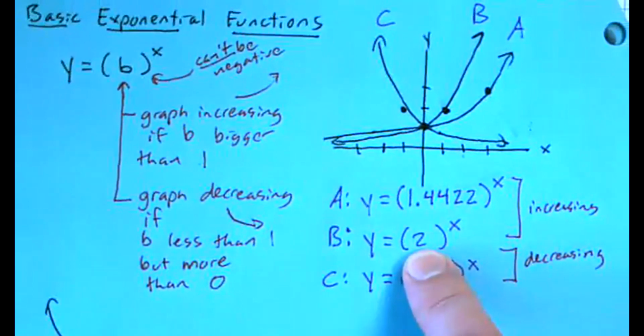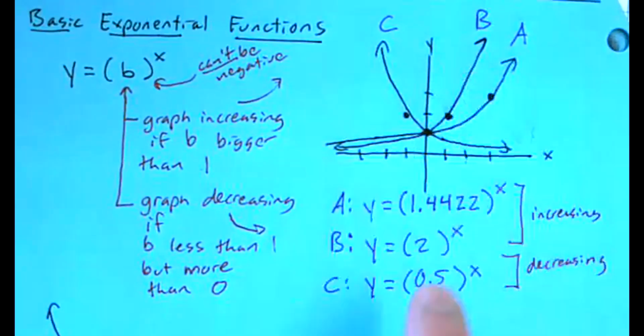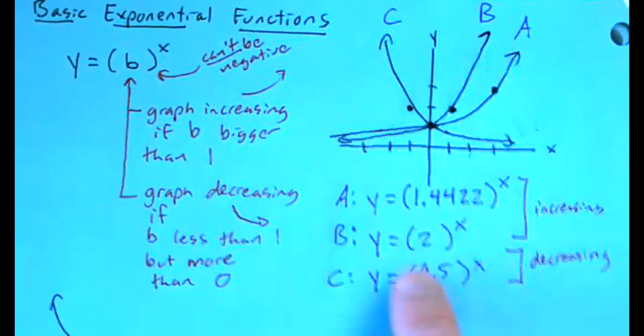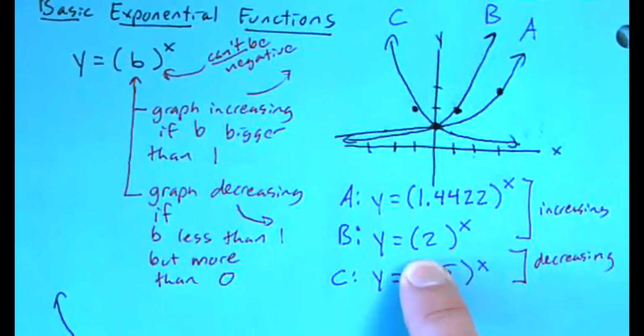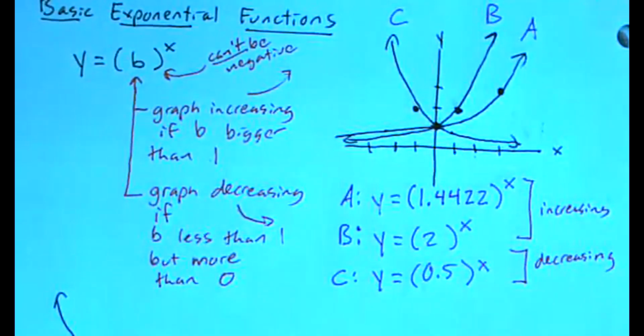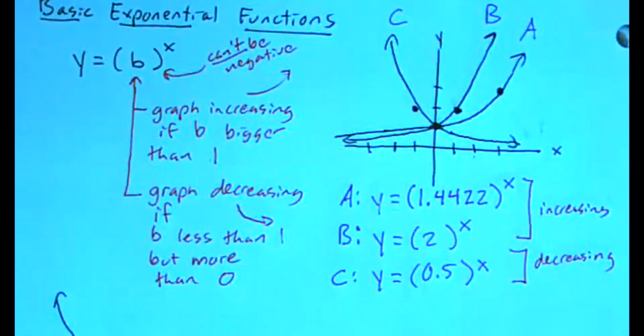How am I going to know the difference between A and B here? They're both increasing. How do I know that A goes with the 1.44 and B goes with the 2? What do you think? Not the start value. That's a good guess. What do you think, Aaron? Oh, did you guys hear that? Can you say it again a little bit louder? Did you guys hear that? Can you please stop talking and listen to this one more time?